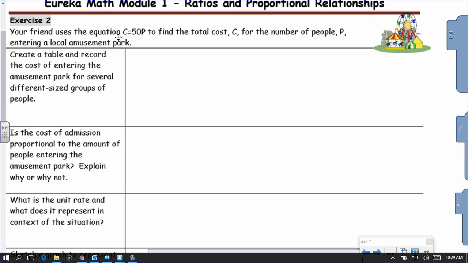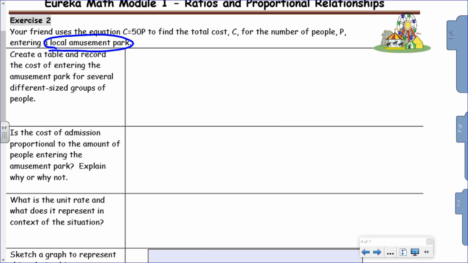Your friend uses the equation C equals 50p to find the total cost C for the number of people P entering a local amusement park. Now, is $50 realistic for a local amusement park? If you've been to an amusement park, you know that those are pretty expensive to get into. So what this equation is telling us is that the total cost is going to be 50 times the number of people. So maybe you're going with a group of friends.